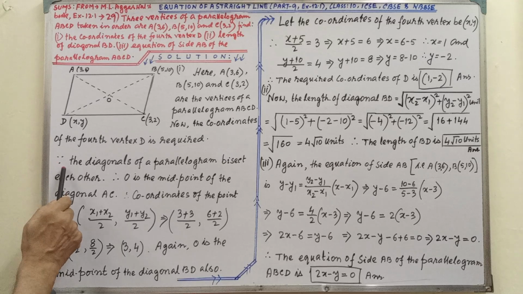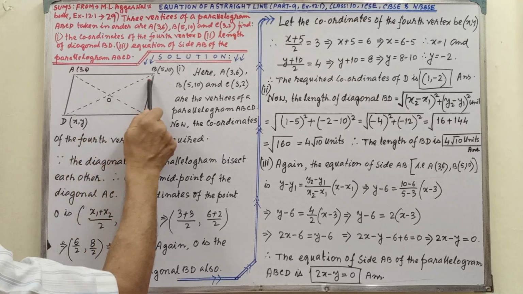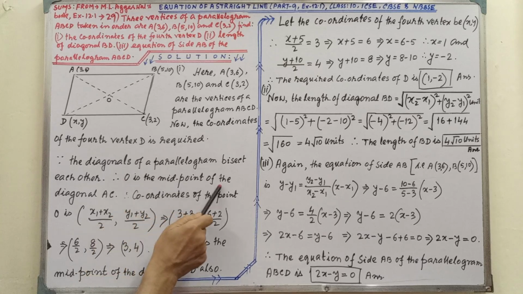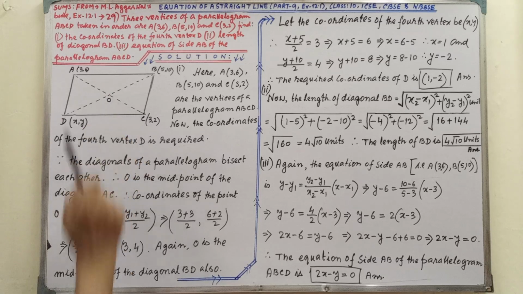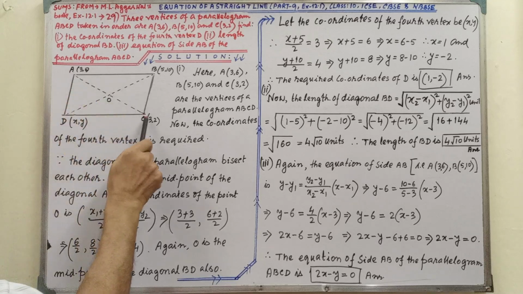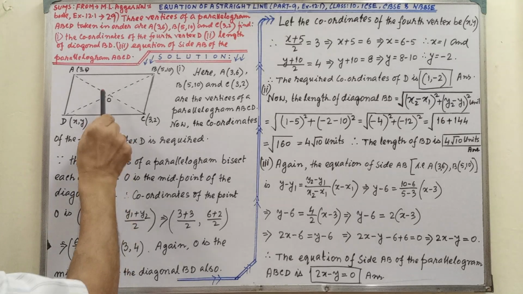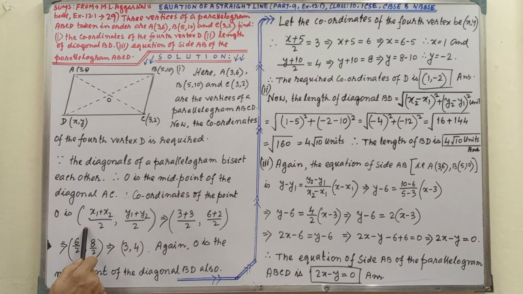Now, since the diagonals of a parallelogram bisect each other, therefore O is the midpoint of the diagonal AC. This is the diagonal AC, midpoint of AC. Coordinates of A and C are given, so by applying the formula, easily we will get the coordinates of O. The coordinates of the midpoint O are ((x1 plus x2) by 2, (y1 plus y2) by 2). That is the coordinates of the midpoint.